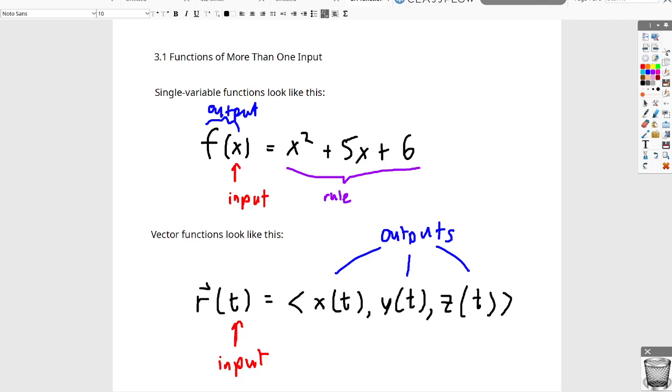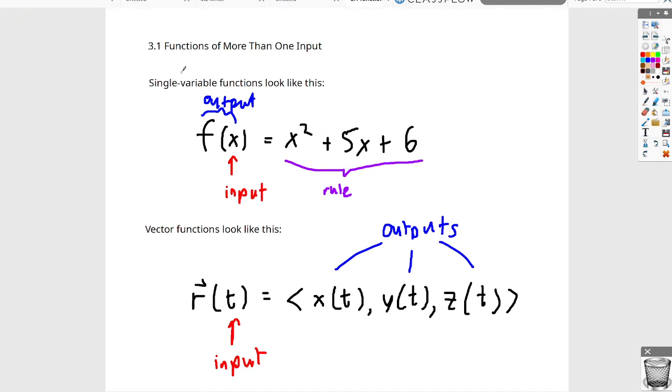Welcome to 3.1. This is functions of more than one input, where we are going to start to get away from the vector calculus, and now we will start to do functions of non-vector calculus functions, where there are more than one input, but there exists only one output, like this. So first of all, a review.